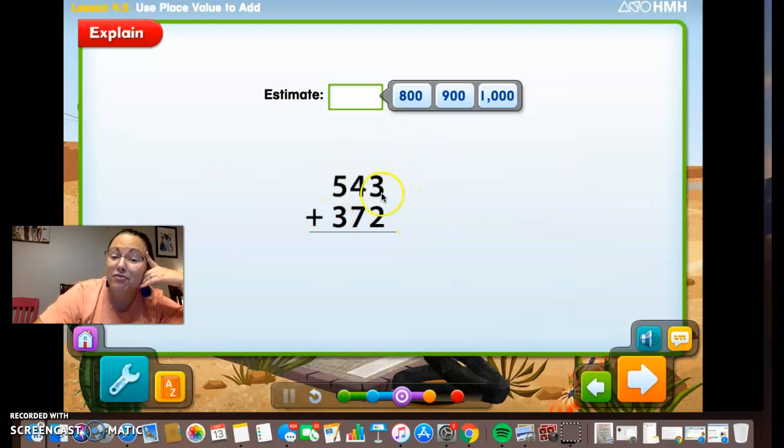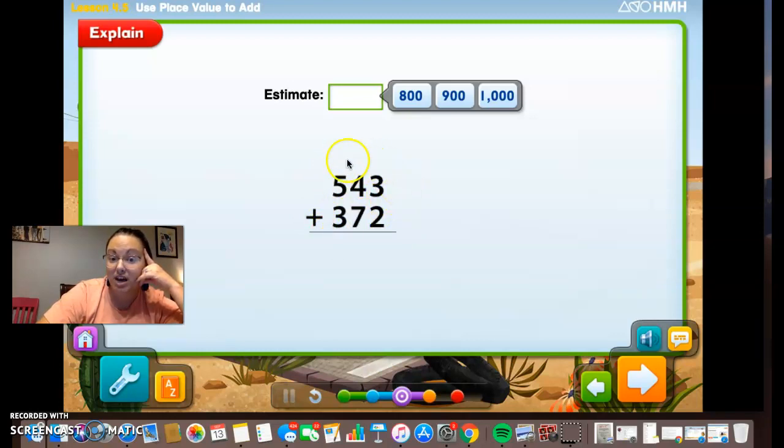What does 543 round to in the nearest hundreds? The 4 is our target number. It tells us that the 5 is going to go down to 500. So this one's 500. Keep that in your brain. 372, is that going to go up to 400 or back down to 300? Look at the 7. It's going to go up to 400.